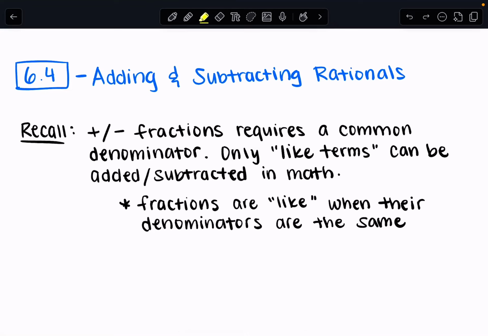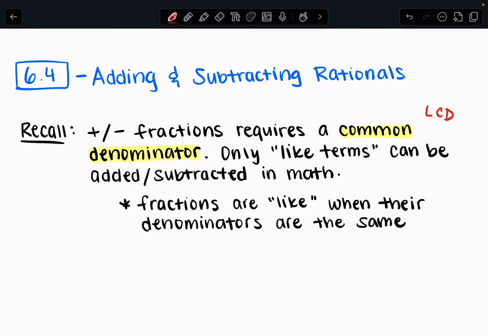6.4 is going to talk about adding and subtracting rationals. Anytime we say the word rational or rational expression in math, we're referring to fractions. Recall that when you add or subtract fractions, that requires you to have a common denominator. All that means is you're going to find the LCD before you add or subtract them.